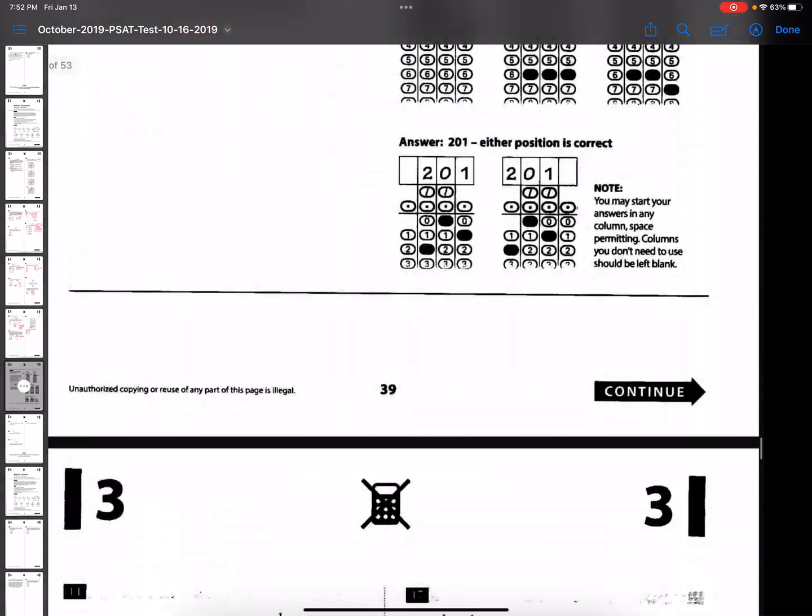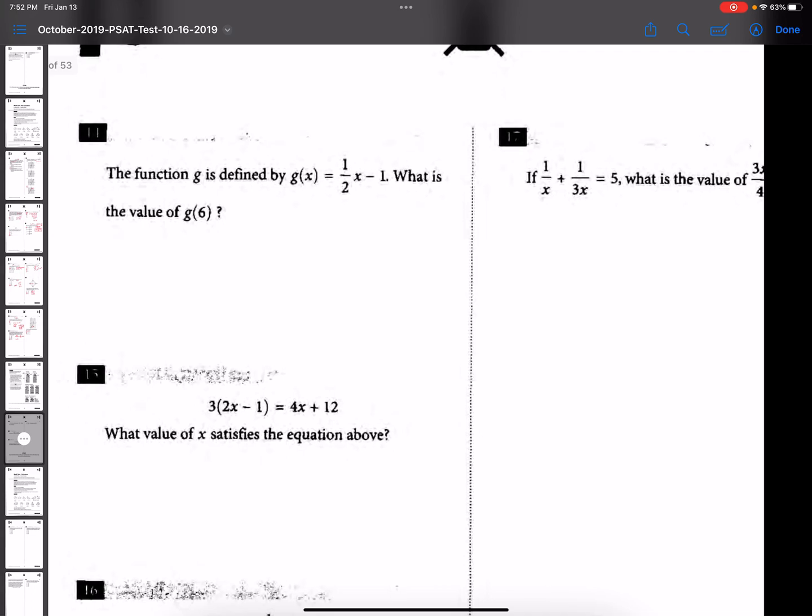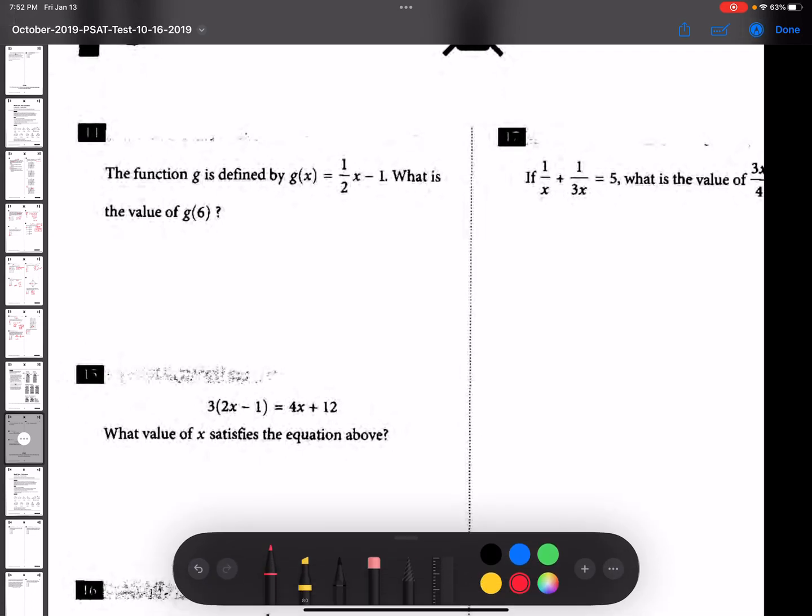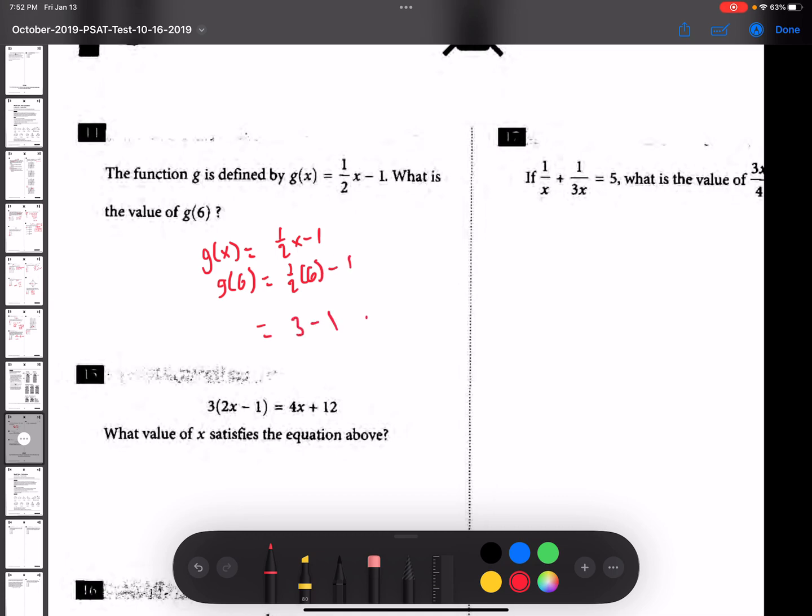Okay, next question. The function g is defined by g of x equal to half x minus 1. What is the value of g of 6? So g of x is equal to half x minus 1. Now we find g of 6. So g of 6 is equal to half times 6 minus 1. That's equal to 3 minus 1, which is equal to 2. So that's our answer.